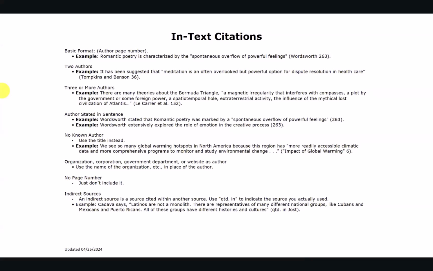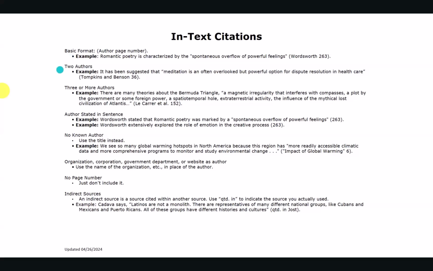Sometimes you're going to have situations that are different. And so I put in this page, which I'll show you where it comes from in a moment. But this page has, what do I do when there's different situations that are different from what I have? So for example, this is our basic format, the author followed by the page number and the quotation marks and the period. This is the example. So that's a regular in-text citation.